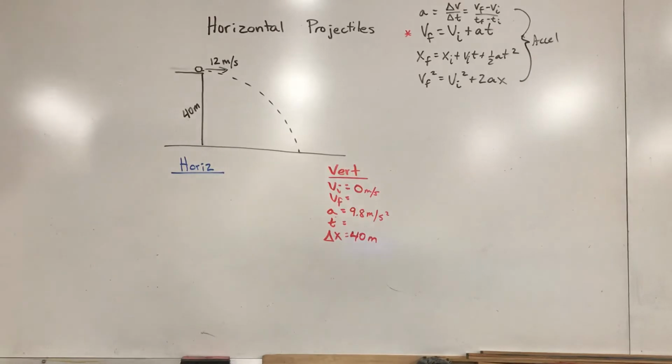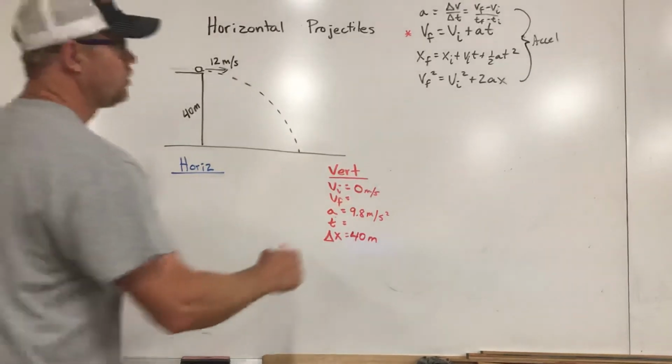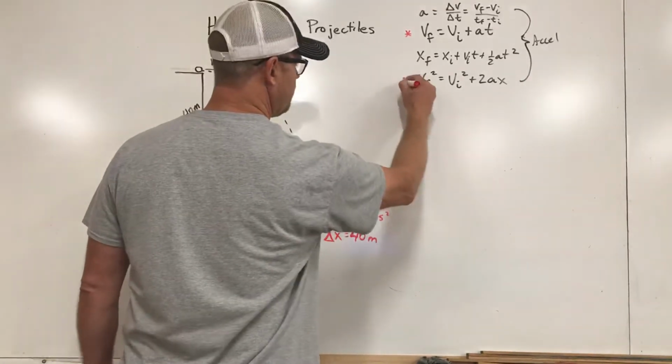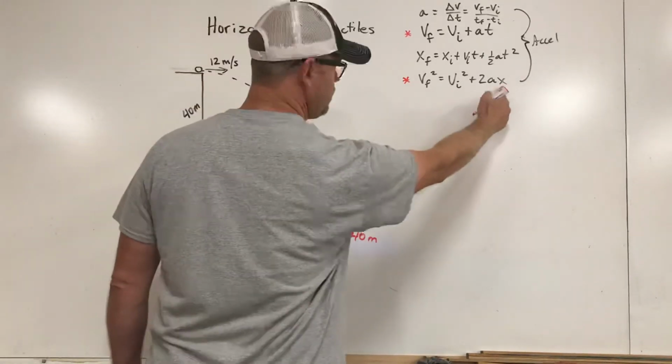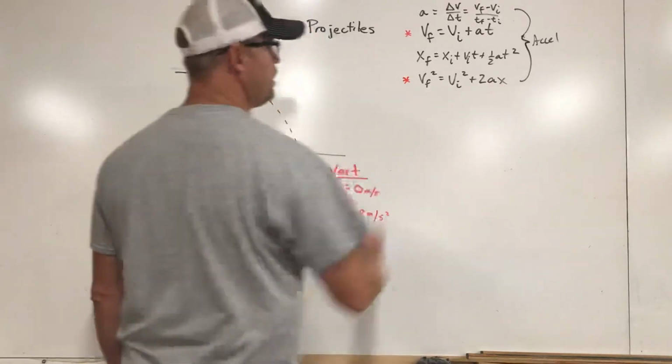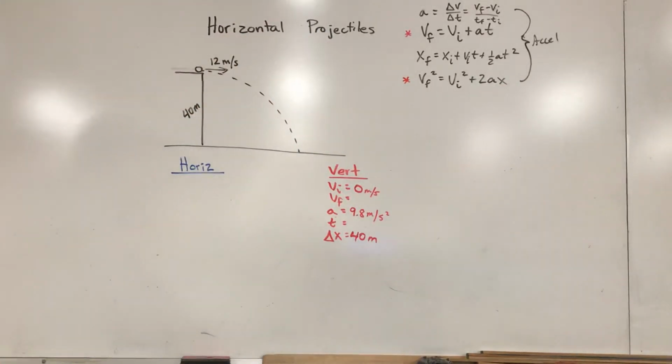So let's work our way down. What else can we figure out? Could we work with this one down here? Well, we don't know the final velocity. We do know the acceleration. We do know the distance, the x value, which in this case you can call y. We know the initial velocity, so we could use that one to our advantage. Could we also use this one up here?